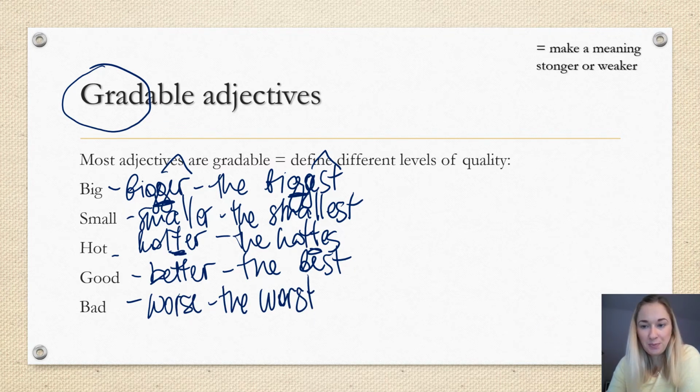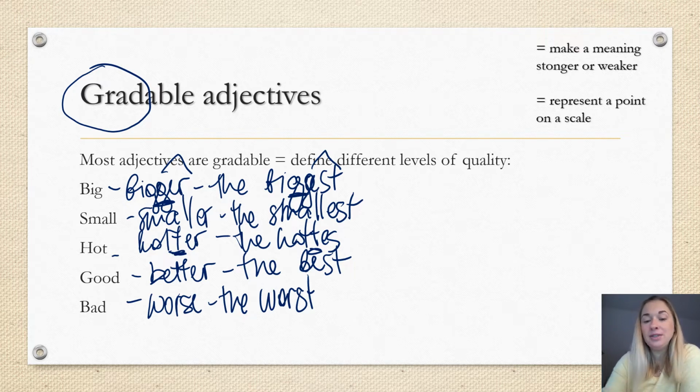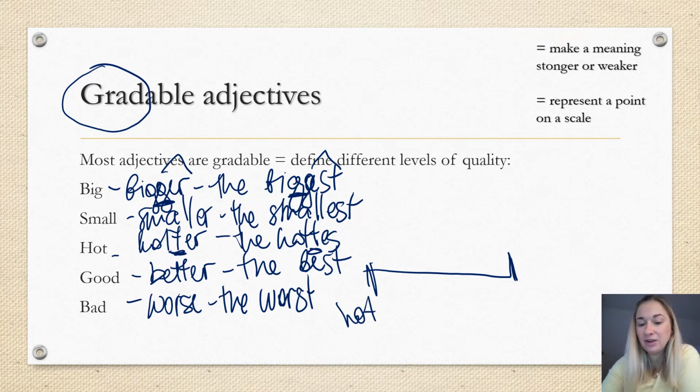So to sum up, gradable adjectives make the meaning stronger or weaker. This room is bigger than my last room. This room is smaller than the last room. They represent a point on a scale. For example, if we have a cup of tea here in the beginning, when you have just made it, it's very hot. And if you wait long enough, it's cold. So it was hotter half an hour ago.